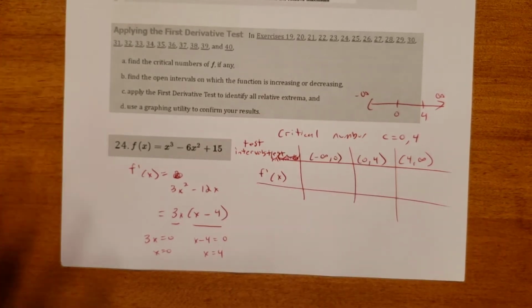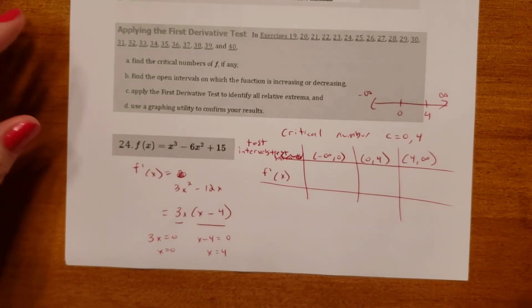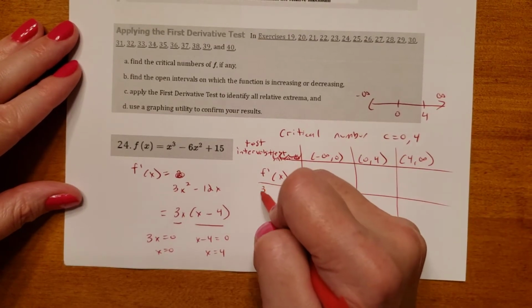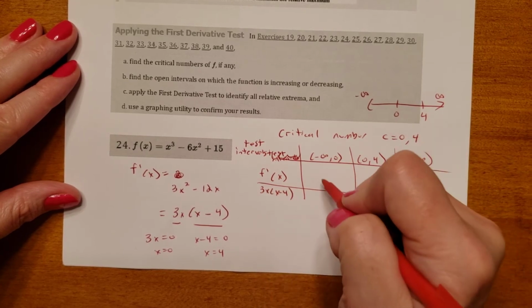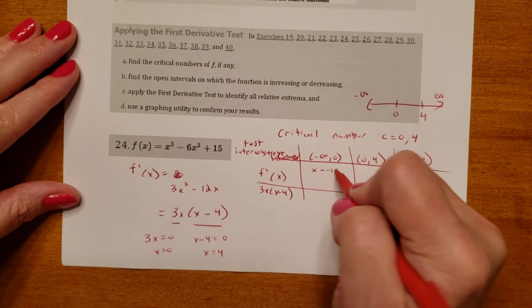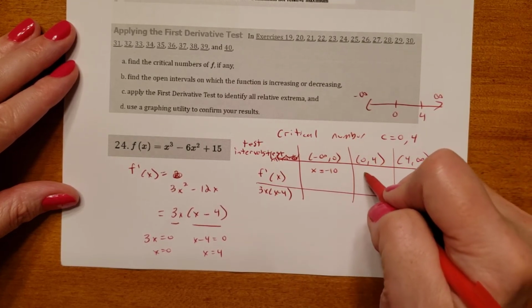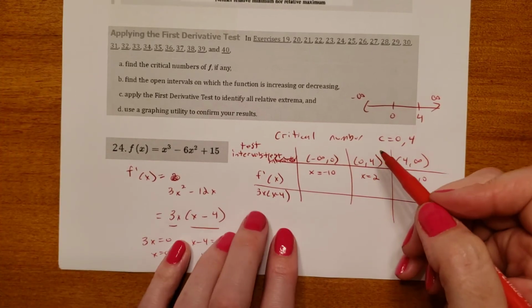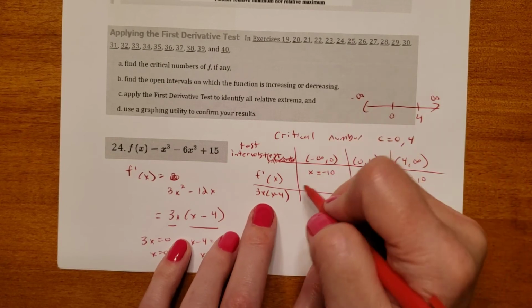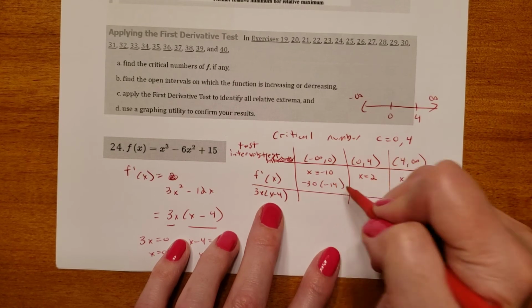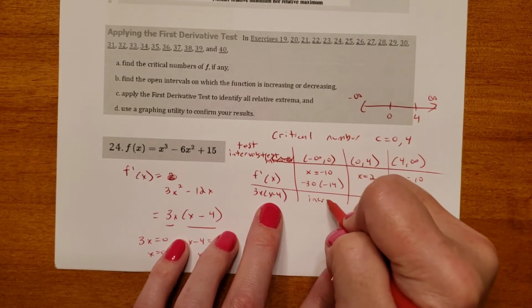All right. So again, just like we were doing on the last page, you pick any number you want in each interval and plug it into that first derivative, which was 3x times x minus 4. I like negative 10, that's a nice one. Maybe 2. And then positive 10. If I put the negative 10 in here, that would give me negative 30 times negative 14. Two negatives are positive, so it's increasing.